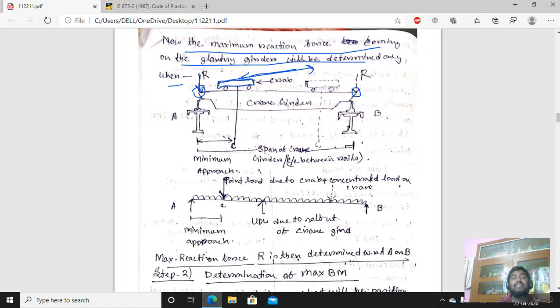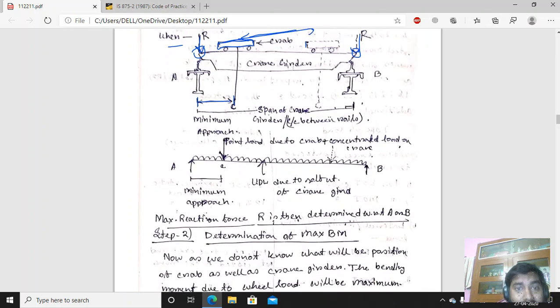So that girder will be designed similarly, because this is the maximum load coming to that girder, so that girder has to be designed. Similarly, if the load is coming to this girder, this wheel, that girder has to be designed, and vice versa. So this is the actual position. Now it has to be placed at a certain distance. It is called minimum approach.